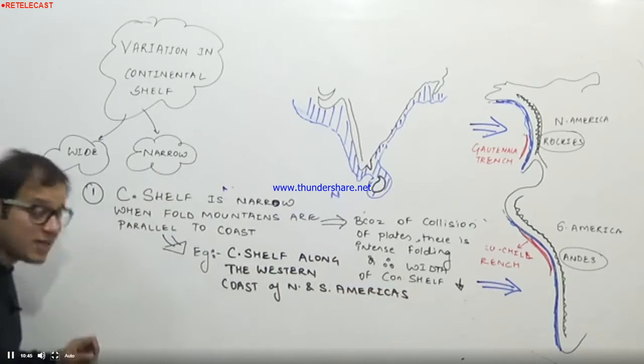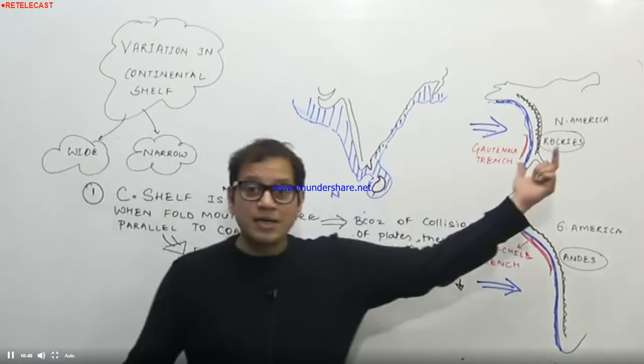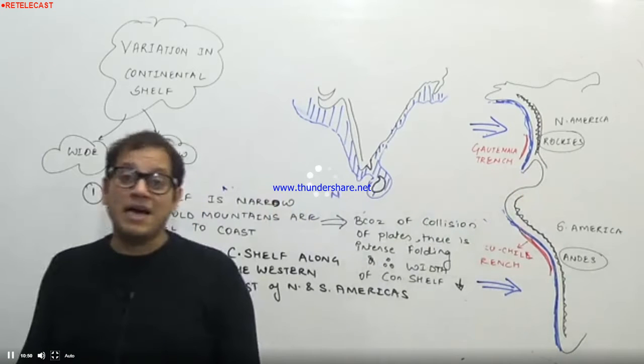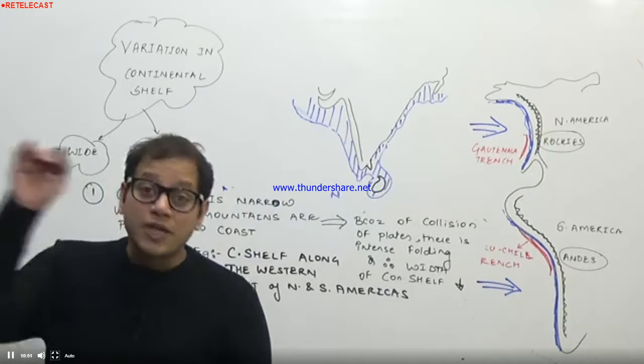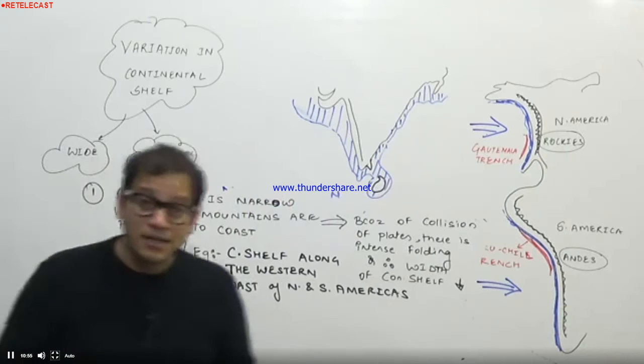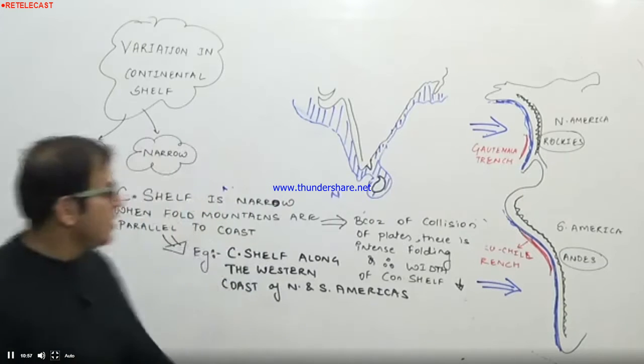Which two mountains are there? The Rockies and the Andes run parallel. So the example is North and South America, where the Rockies and Andes are parallel. Now if this is there, then what is there in India?